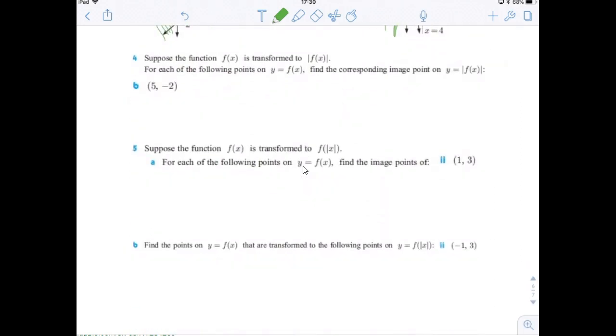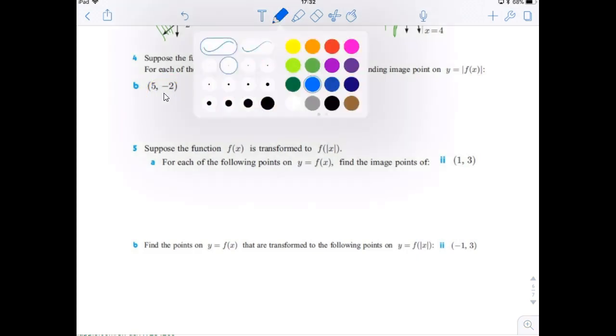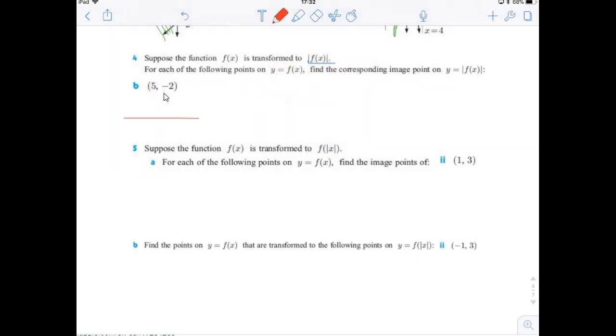Okay, number 4. I'm going to take the function f of x and transform it to the absolute value of f of x, which is the blue type of function we had above, right? And we're going to do that for each one of the points we see here. I only left you one. I think one example is enough for you guys.